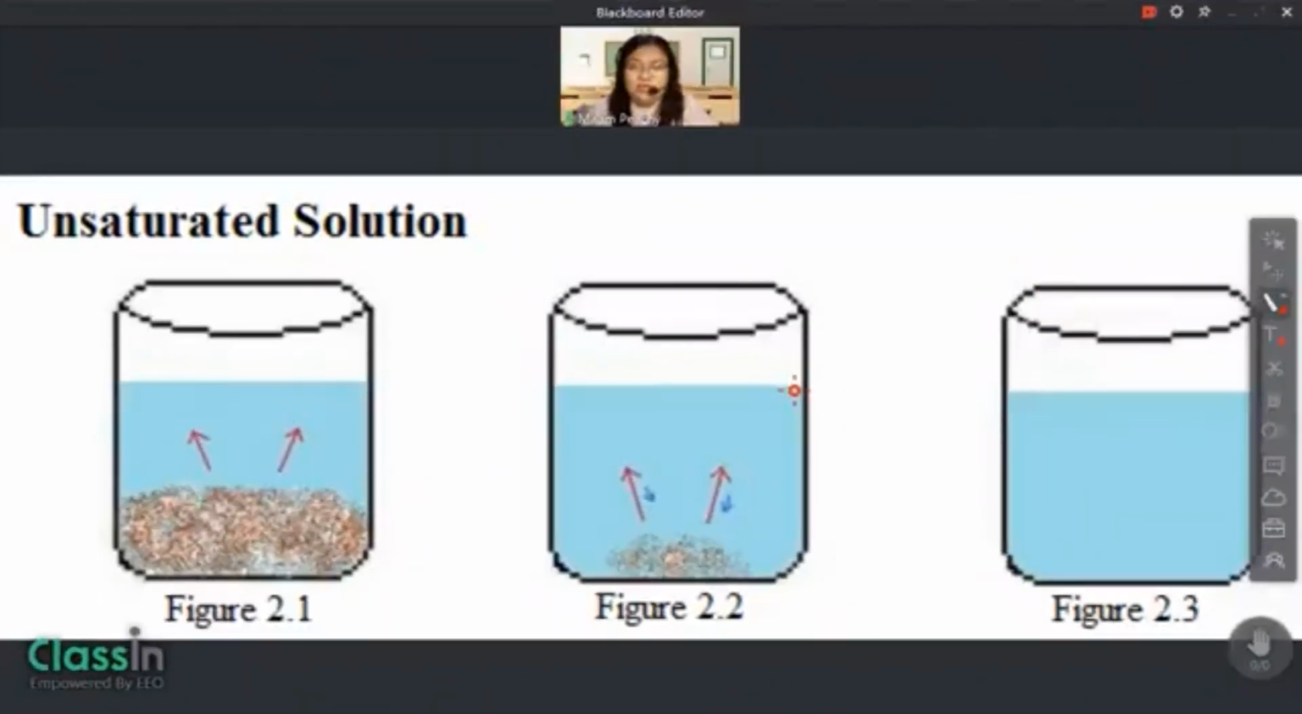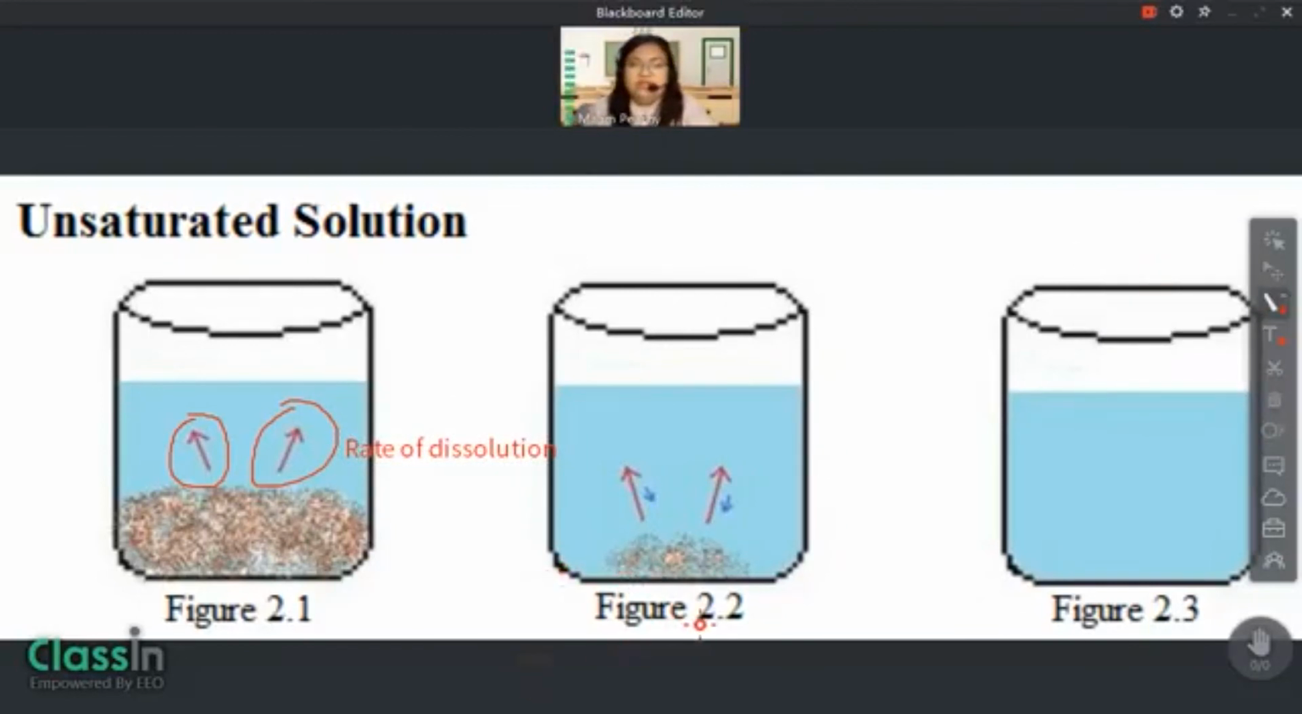Next shown is an unsaturated solution. Again, there is a constant amount of water in all of the beakers. Figure 2.1 shows the start of the process in which the solid solute is beginning to dissolve, represented by the red arrows. Again, the red arrows represent the rate of dissolution.